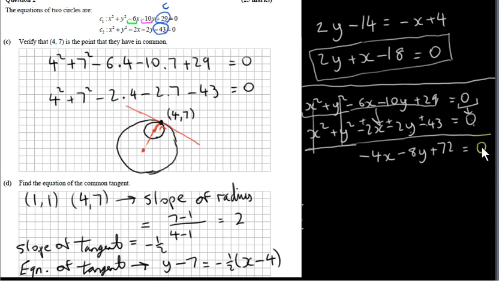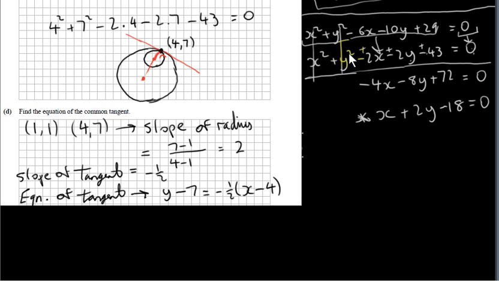This is valid. We can simplify this by dividing across by plus 4. X plus 2y. 4 into 72 goes, well actually I've divided across by minus 4. 72 divided by minus 4 is minus 18. 0 divided by minus 4 is 0. So this equation is the same as the one we just got.